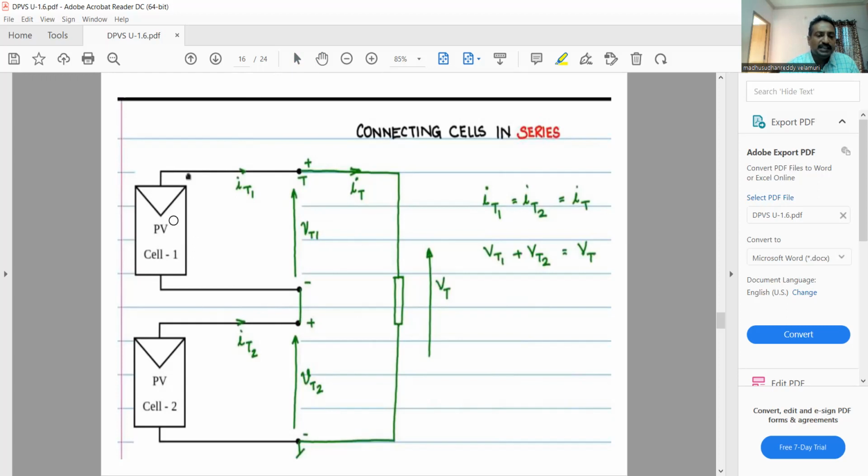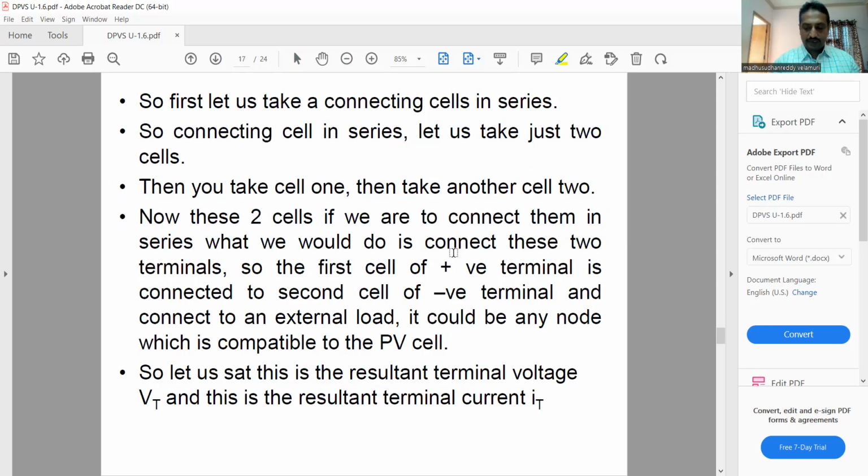Here we have taken only two cells, connected in series. The second cell's plus is connected to the first cell's minus, and the first cell's plus and the second cell's minus are connected to the load. These two cells carry the same current but have different voltages VT1 and VT2, and the total voltage is equal to VT1 plus VT2. So that is about connecting cells in series.